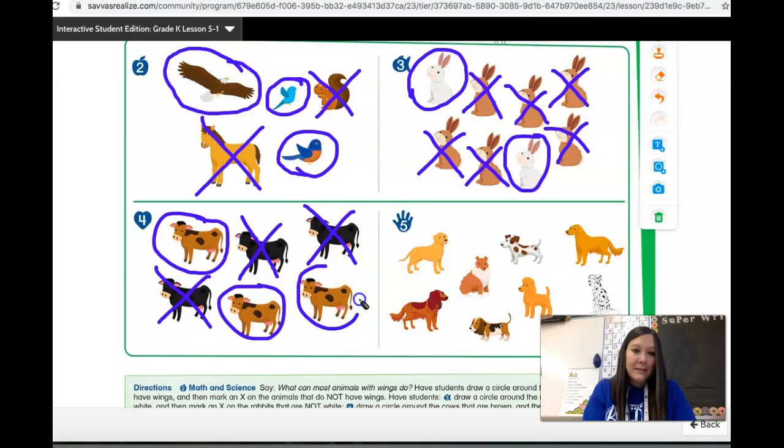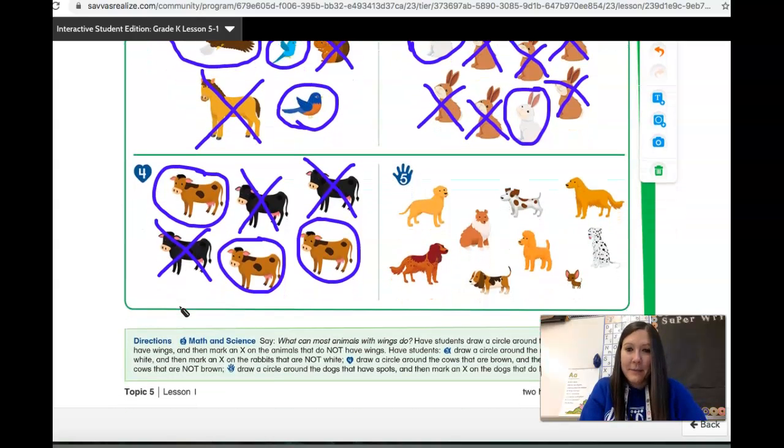This cow is brown. We just classified these cows into two groups: cows that are brown and cows that are not brown. Very good. All right, for number 5, Heart, we are going to classify or sort these dogs. Let's put them into two groups. Let's put a circle around the dogs that have spots, and let's put an X on the dogs that do not have spots.